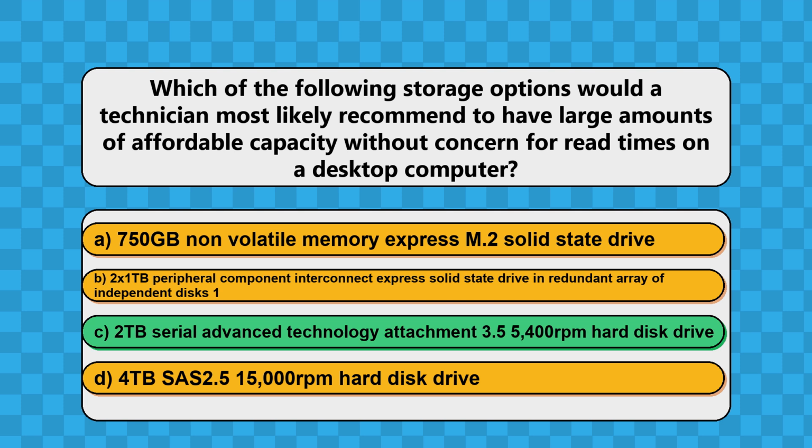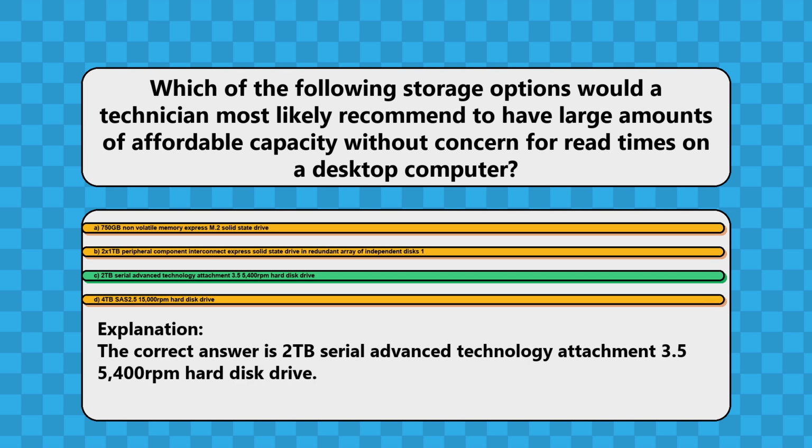The correct answer is option C, 2 TB serial advanced technology attachment 3.5, 5,400 RPM hard disk drive.